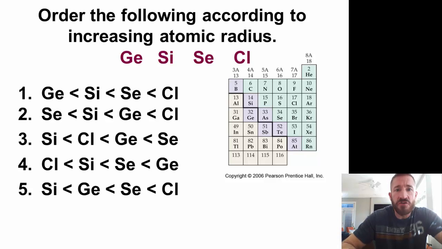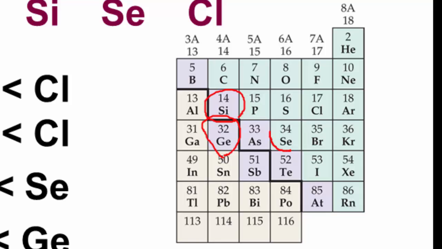Order the following according to increasing atomic radius. Basically, let's go ahead and circle these on the periodic table. So there's germanium, and there's silicon right above it, and there's selenium, and there's chlorine. So let's rank these. We should realize that the ones in the lower period are going to be larger. So basically, these are going to be the two biggest. Now we have to figure out of these two, which is going to be the largest atom. Hopefully you realize it's going to be germanium because it's got a lower effective nuclear charge than selenium because selenium has more protons.